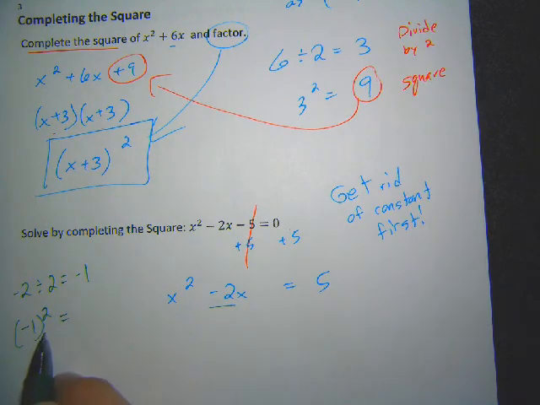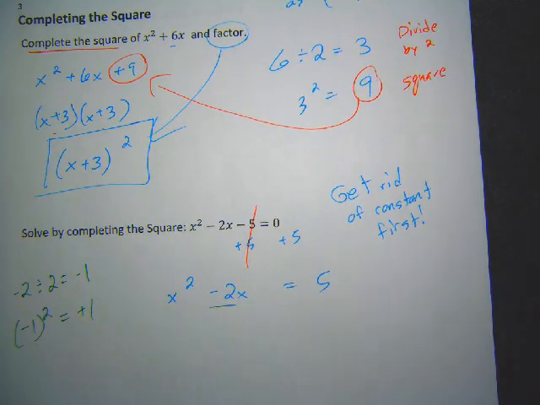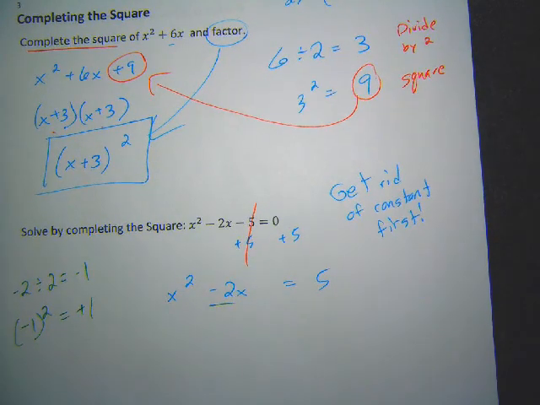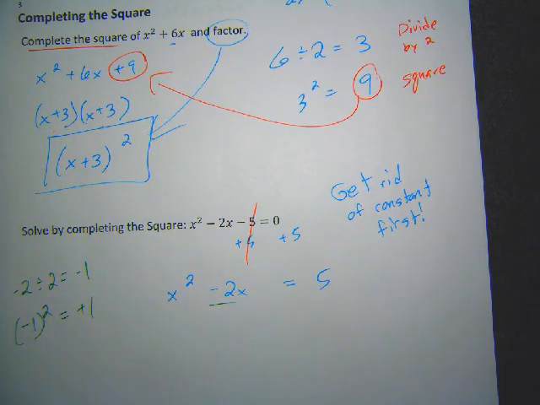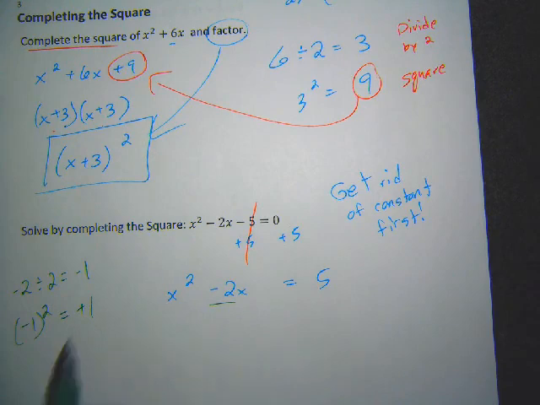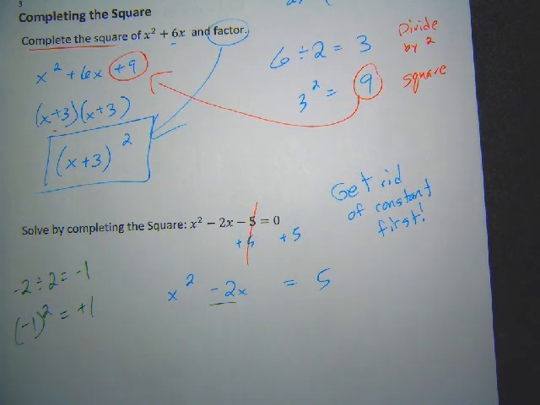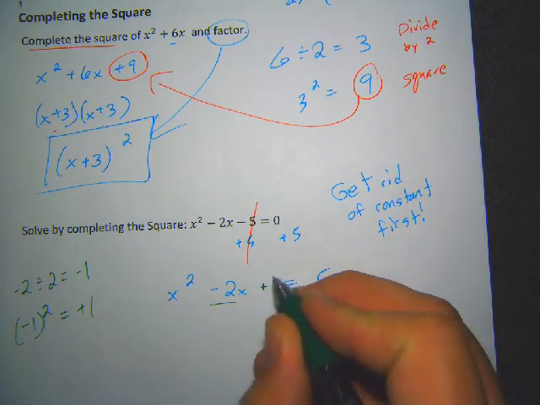Be careful if you type this in a calculator, you need parentheses because (-1) squared is actually +1. Remember, negative times negative is always a positive. If you type this in a calculator without parentheses, it'll tell you it's -1. You know you did it wrong. So you should get +1. And +1 is the number you want to add to both sides.